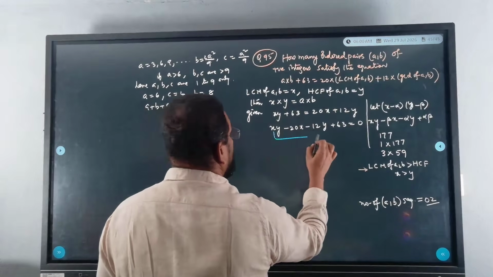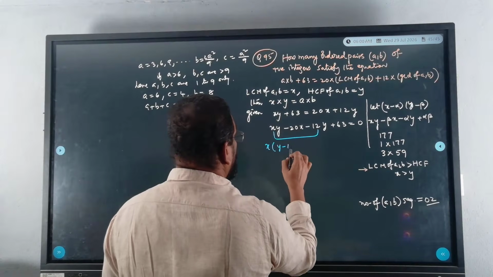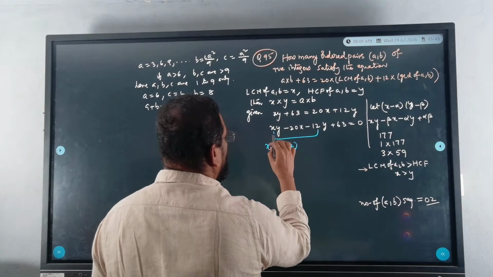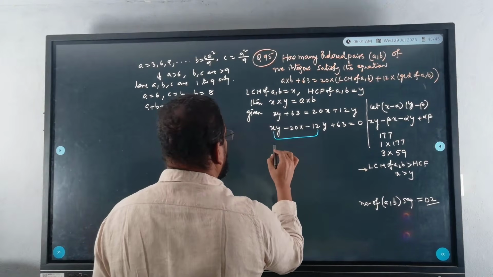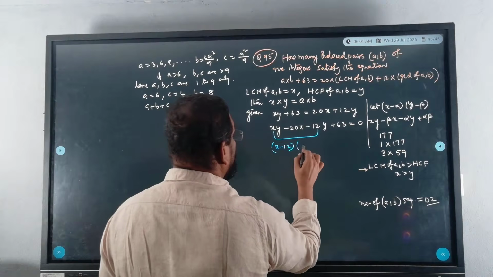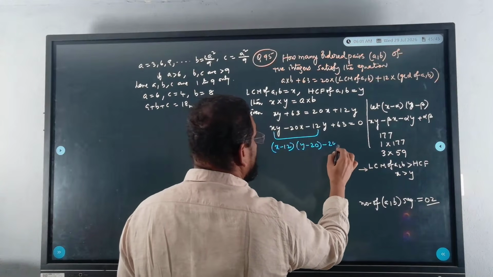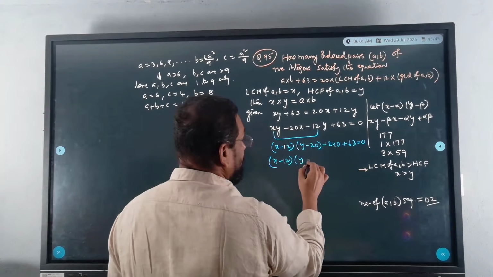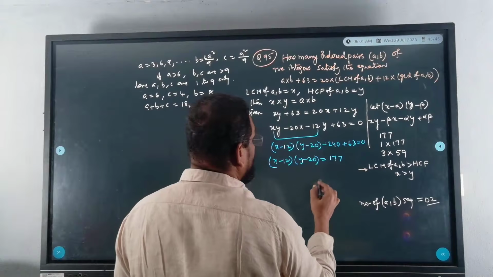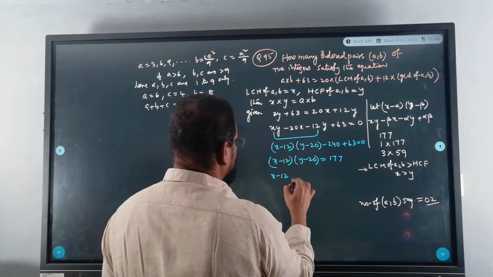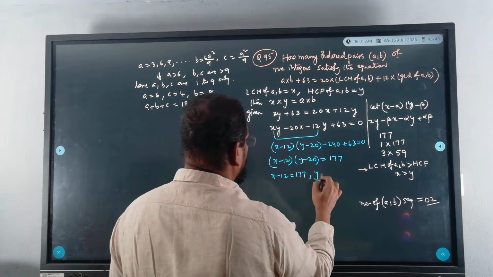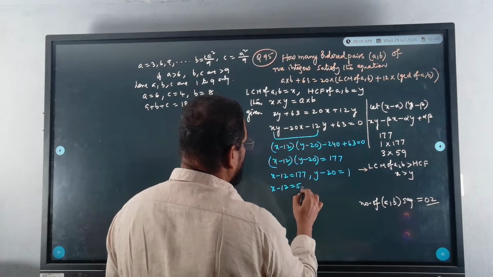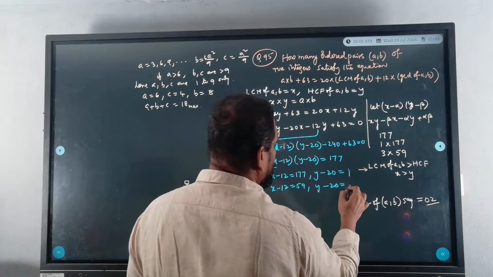Observe here, from these two, y has common x minus 12. So this is x minus 12 into y minus 20 minus 240 plus 63 equal to 0. So x minus 12 times y minus 20 is equal to 177. So x minus 12 is equal to 177, y minus 20 is equal to 1. Like x minus 12 is equal to 59, y minus 20 is equal to 3.